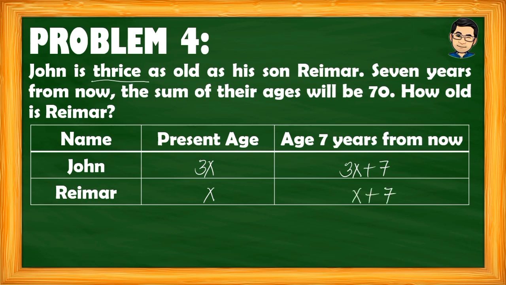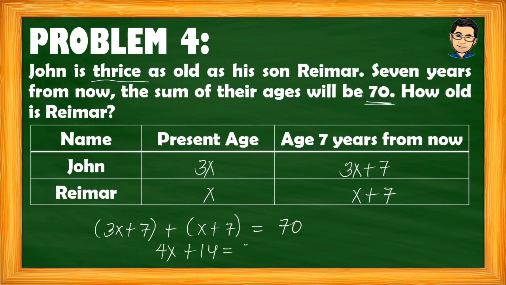And then, since given yung sum ng ages nila, which is 70, kailangan po natin yung i-add. So, magiging 3x plus 7. So, ito po yung edad ni John, 7 years from now. And then, yung edad ni Reimar, which is x plus 7. Then, pag in-add natin yon, the sum will be 70. And then, we will combine like terms. So, 3x plus x, that is 4x, plus 14 is equal to 70. So, yan po yung ating equation na isosolve.